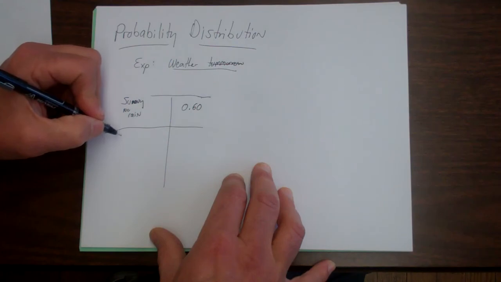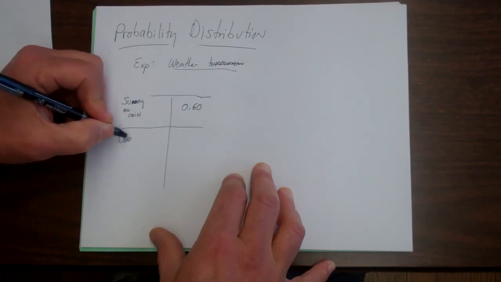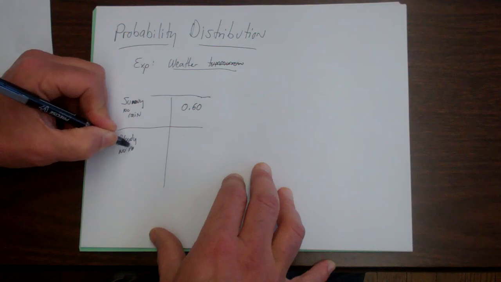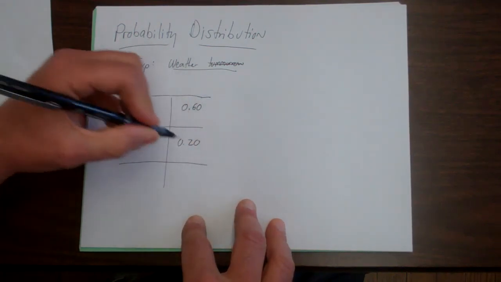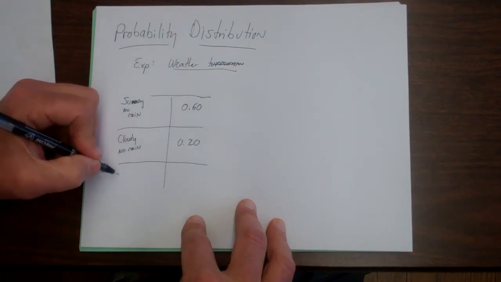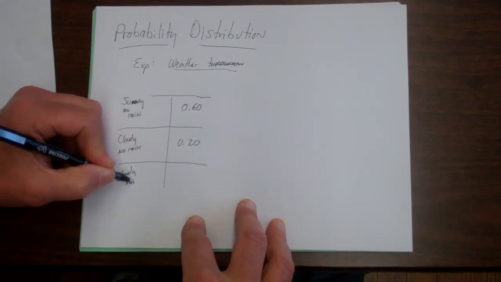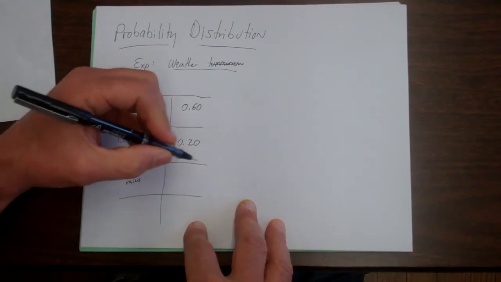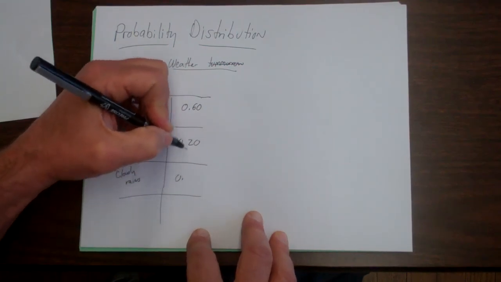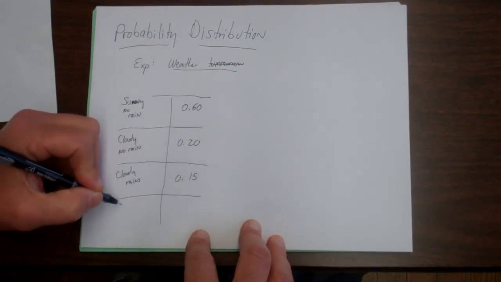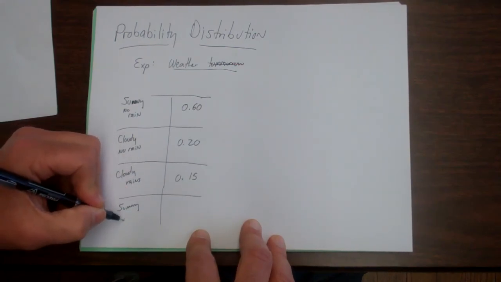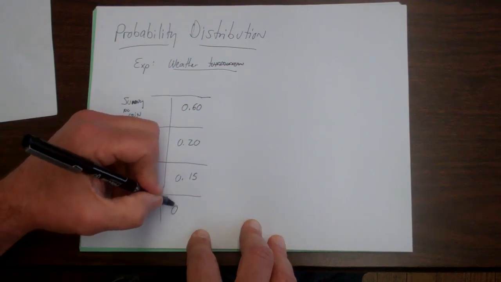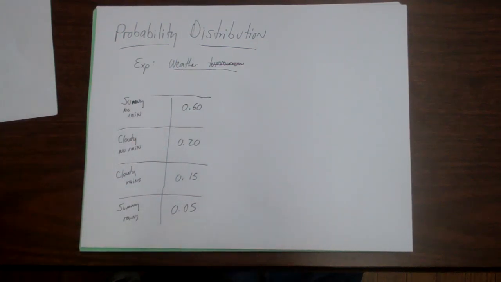And let's say another possibility is it's cloudy but no rain, and that has a 20% chance of happening. Another possibility is that it is cloudy and it rains, and let's say that has a 15% possibility. And let's say there's also a probability that it's sunny and it rains, and that has a 5% possibility.